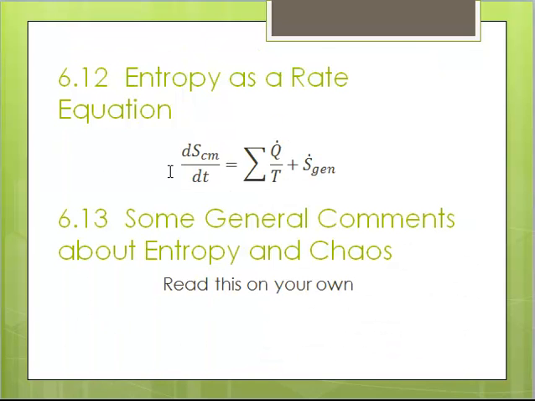In section 6.12 of your book, just as a suggestion, you might want to take a look at that. We look at that as a rate equation. It's going to help us get started in the next chapter. And then they have some general comments about entropy and chaos. It's actually a very interesting read. I suggest that you read this one on your own.